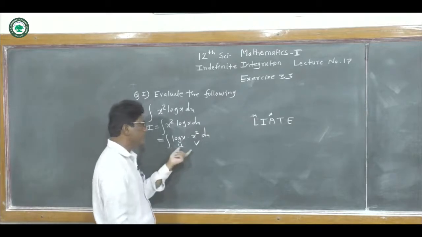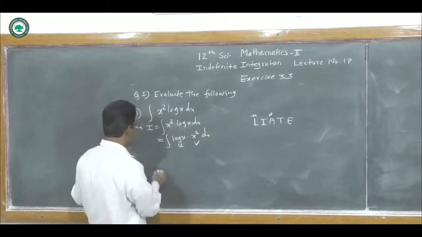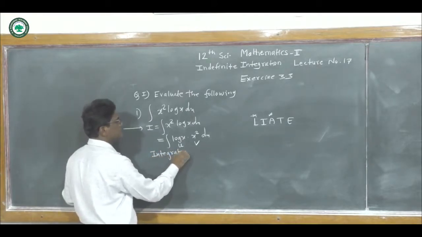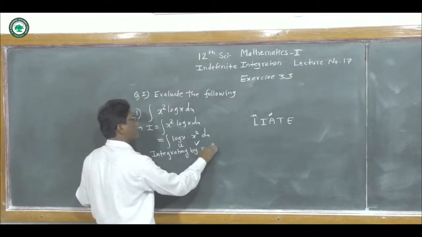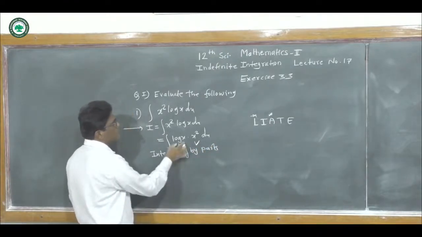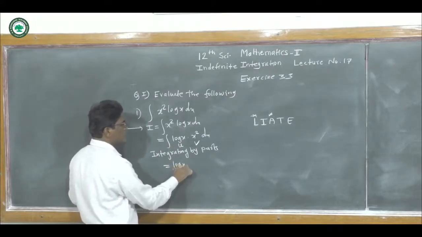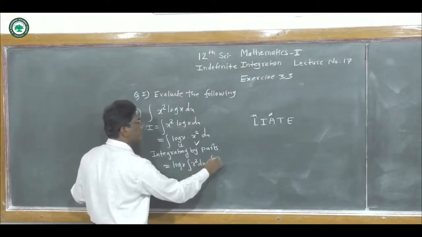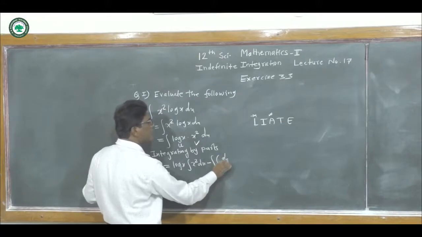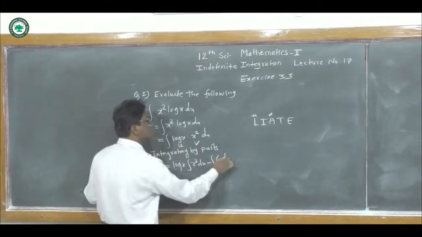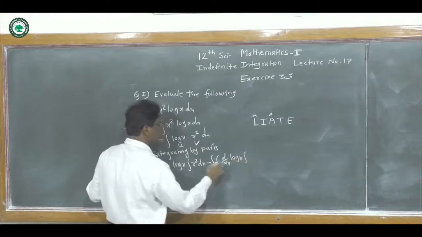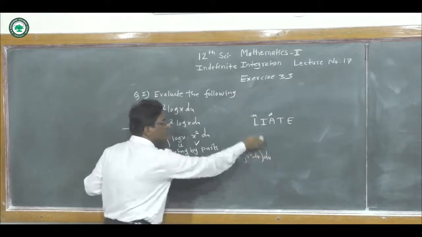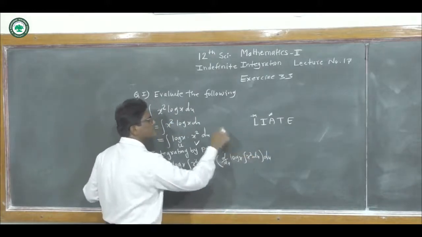And now use the formula integration of uv dx. So we write here integrating by parts. It is equal to u, meaning log x, into integration of v, meaning x square dx, minus integration of, in round bracket, d by dx of u, which is log x, into integration of x square dx, and again write dx. This dx is for this integration, this dx is for that integration, get it?